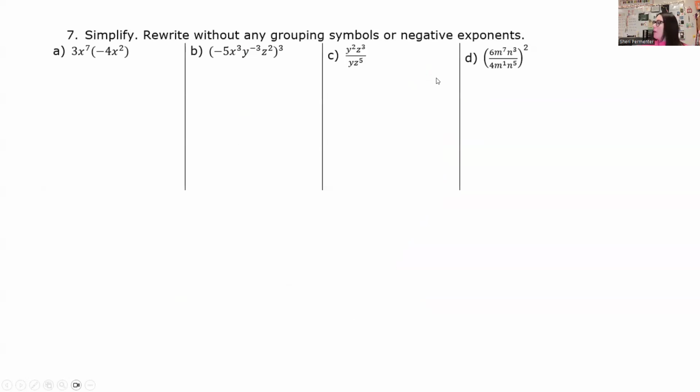All right. Now we're going to get a little bit more complicated. When I look through, this is multiplying. So I'm going to multiply. What's 3 times negative 4? Negative 12. So when I multiply coefficients, what do I do to the exponents? Add them. Very good. So I have 7 plus 2. And that's it.